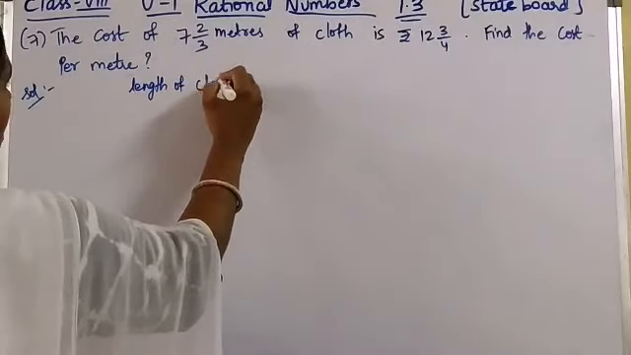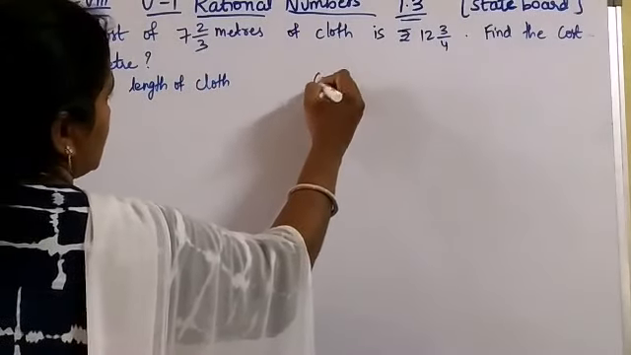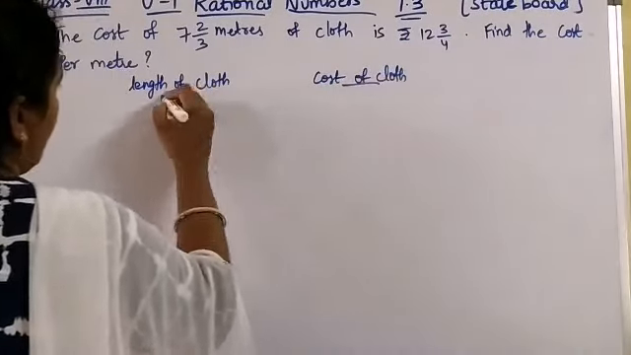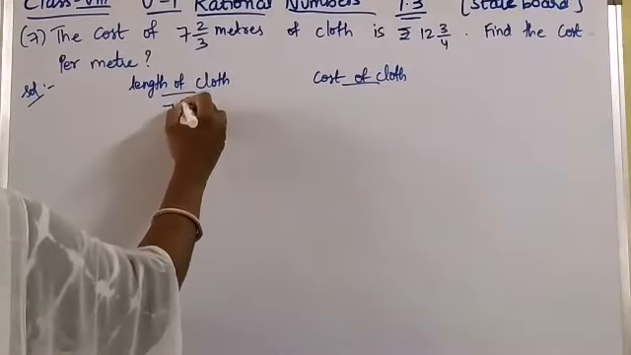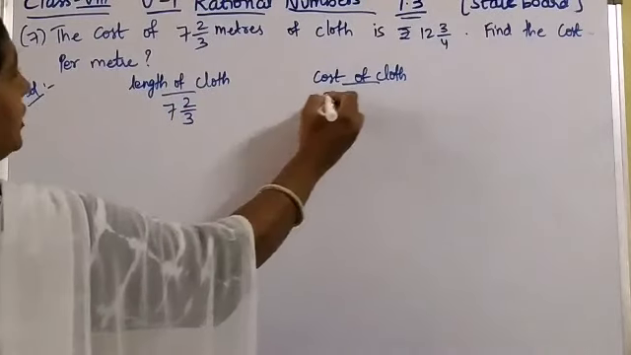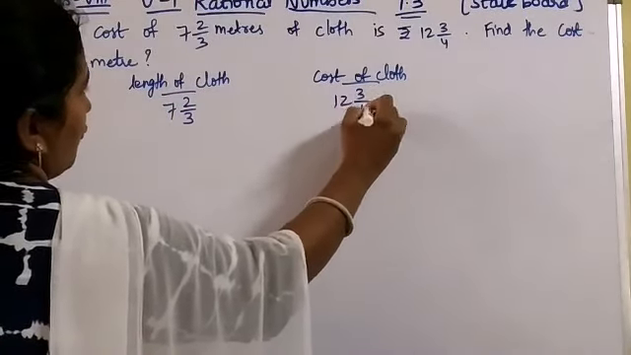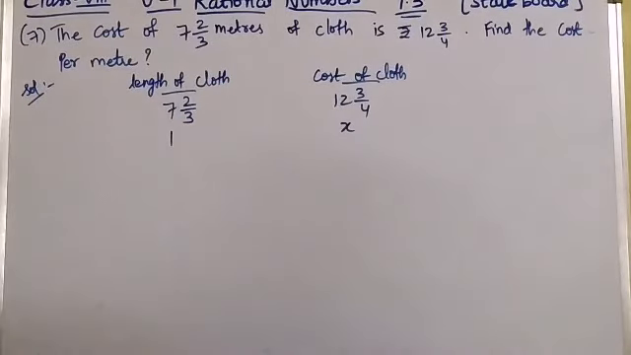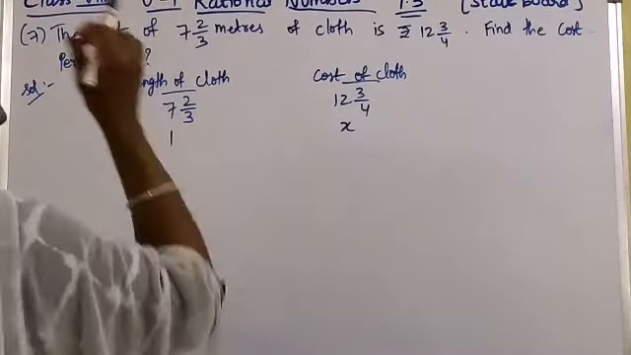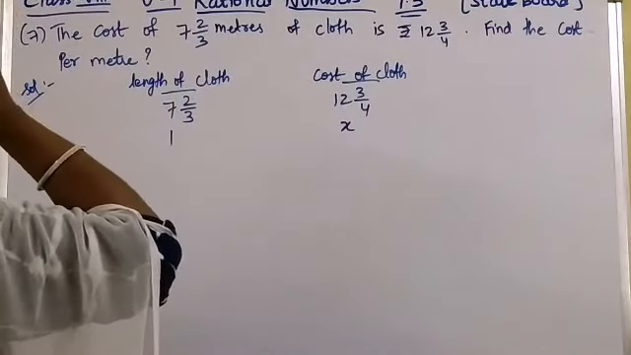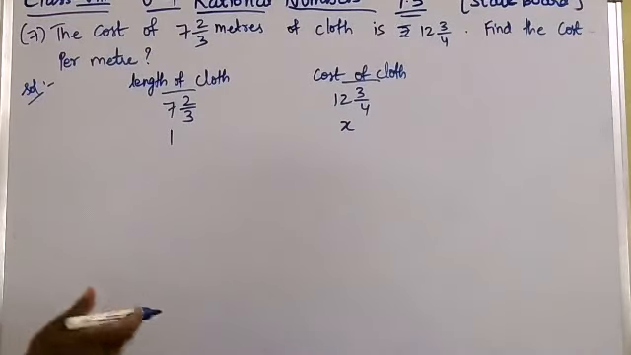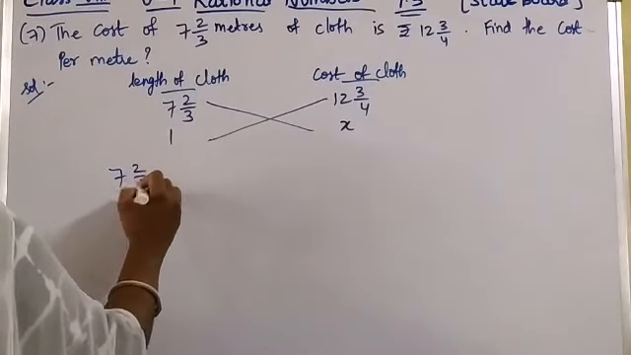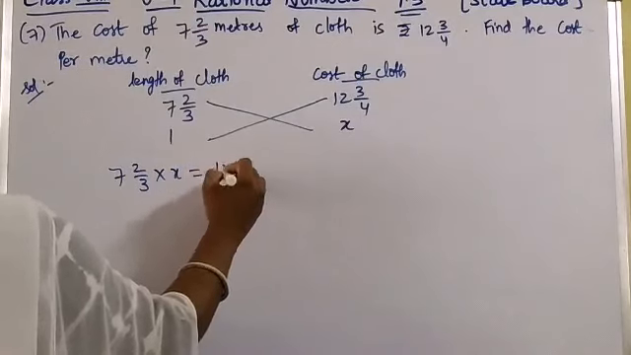Length of cloth. So here cost of cloth, if you take, what they give is 7 2/3 meters of cloth is rupees 12 3/4. Then what is 1 meter cloth? We don't know, x. Actually it is division, right? So when the value of many is given, how to find the value of one children? By doing division. Now here if you take 7 2/3 into x equal to 1 into 12 3/4.